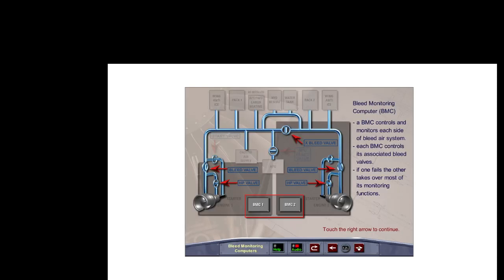One bleed monitoring computer controls and monitors one side of the bleed air system. Normally, BMC1 controls the left side and BMC2 the right. If one BMC fails, the other BMC takes over most of the monitoring functions of the failed one.